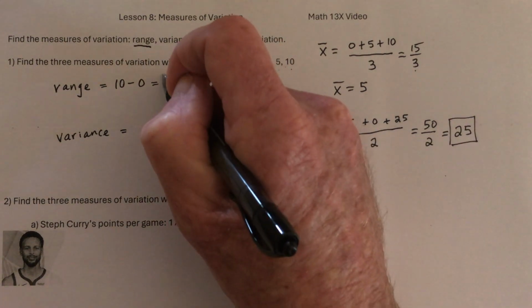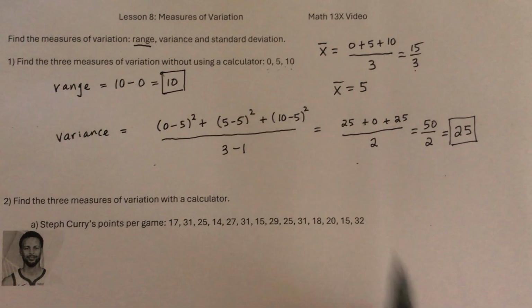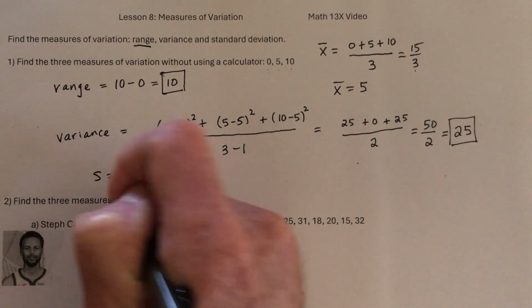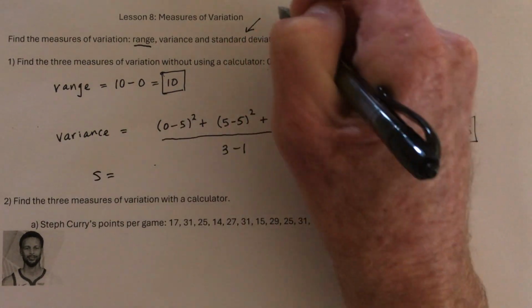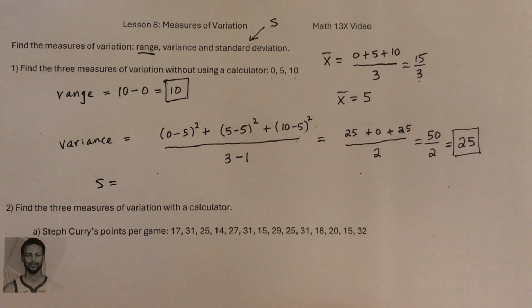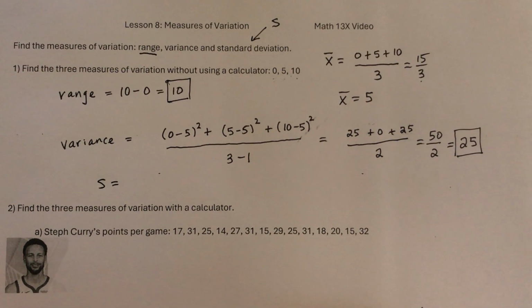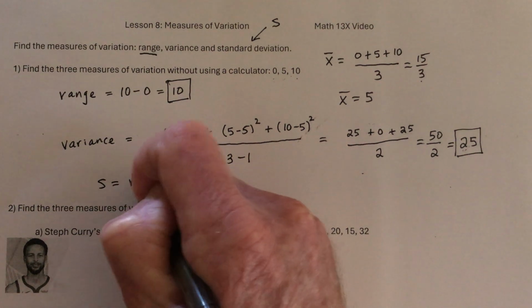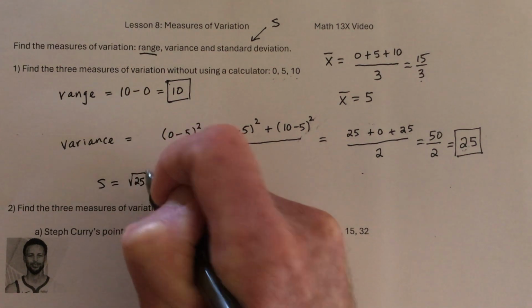So we have the range and the variance so far, and we've done the hard part. Now for the easy part, the standard deviation. And for standard deviation, that's a lot of letters to write out every time. So instead we just use the letter S for standard deviation. And because we already did this work, the standard deviation is just the square root of this. So take the square root of 25.